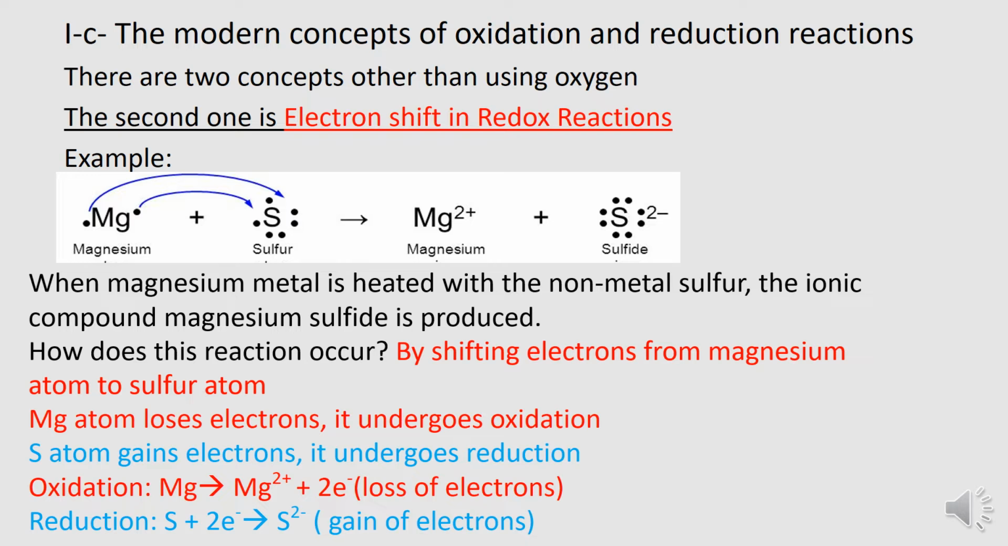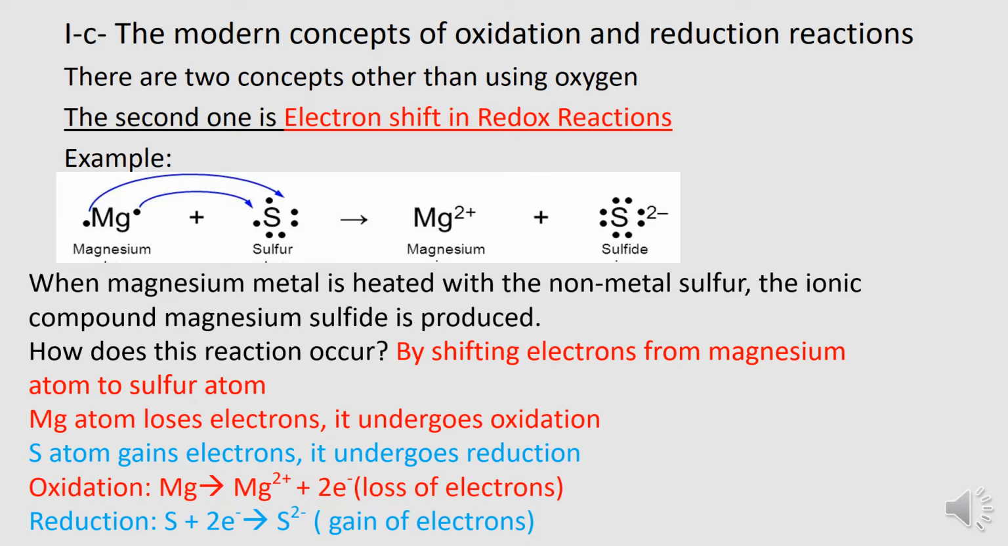So the magnesium ion becomes stable by losing the two electrons, and the sulfur becomes stable by gaining electrons and becomes sulfide ion. So magnesium atom loses electrons. We say that this process is oxidation, or the magnesium undergoes oxidation. Sulfur atom gains electrons. It means here sulfur undergoes reduction.